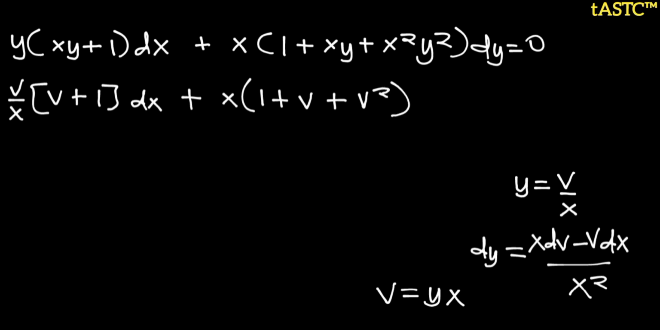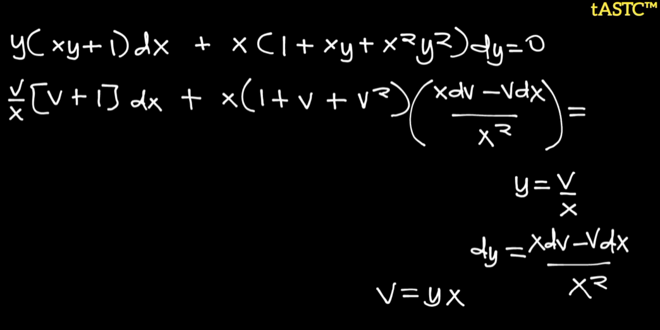And then we need dy. dy in this case is going to be this stuff. So I'm going to place it there. This will be x dv minus v dx. And this is divided by x squared. So this will be equal to a 0. Here now I think I can wipe these out.